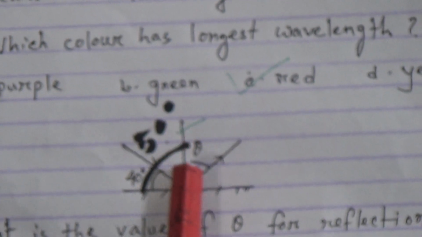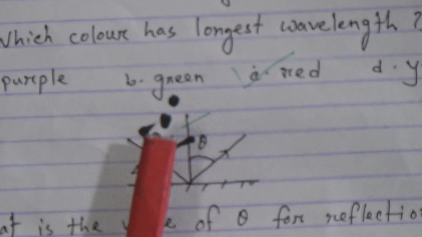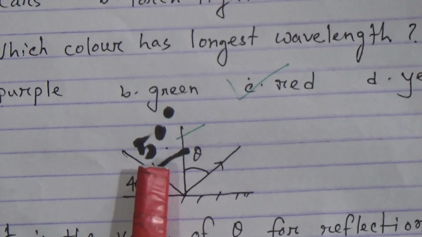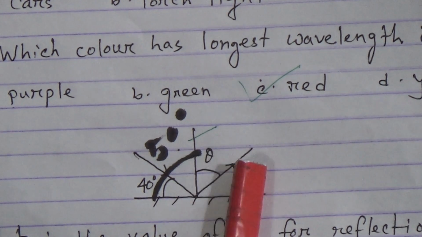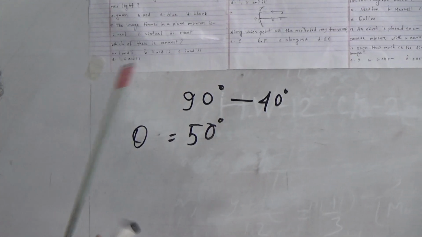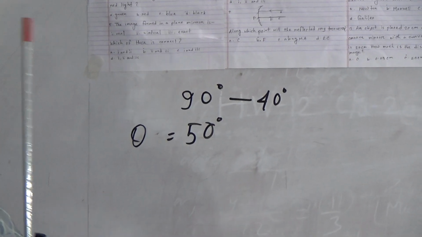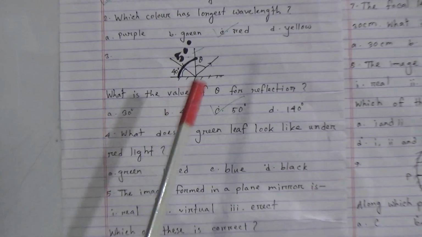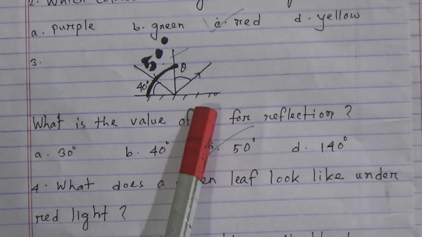Okay, my dear students, the angle of incidence is 50 degree. We know the angle of reflection and the angle of incidence are equal. So the angle of reflection, that means theta, will be 50 degree. So the correct option will be C. My dear students, I hope all of you have understood.